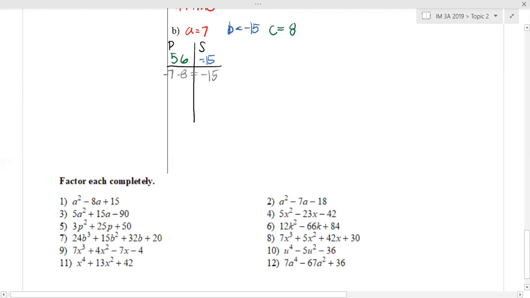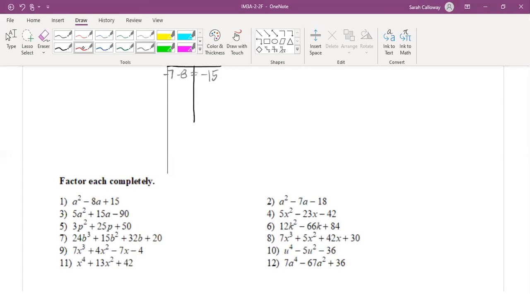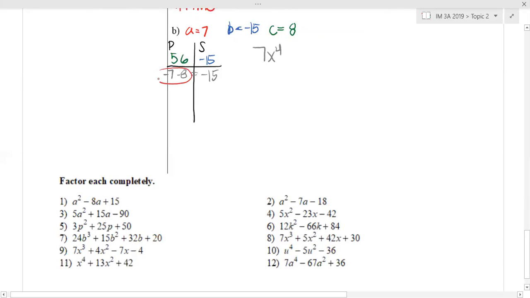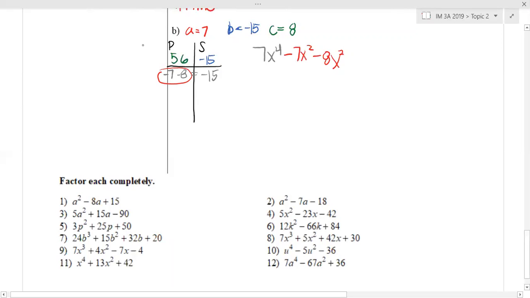So that means that what we can rewrite this as is we have 7x to the 4th still, but instead of writing the negative 15x squared, we're going to use these coefficients to split. So minus 7x squared and then minus 8x squared. Remember, it doesn't matter which order I use these terms in. It would just kind of switch the way that my factoring works. And then our constant was 8, so plus 8.